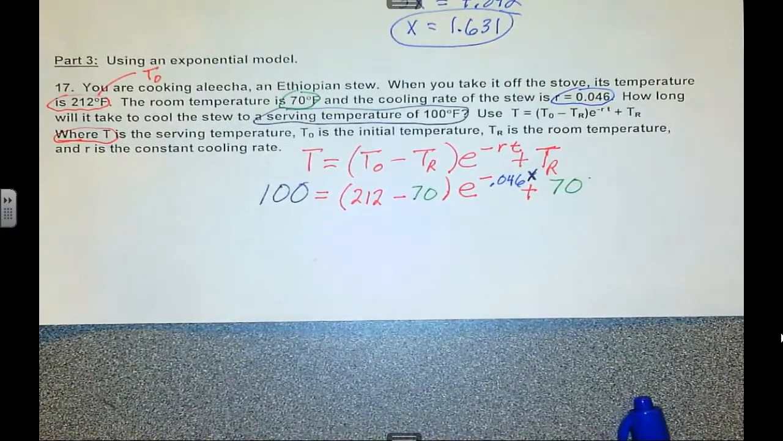Okay, go ahead, solve it. What do you get?